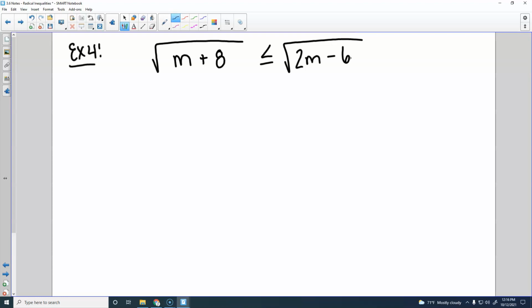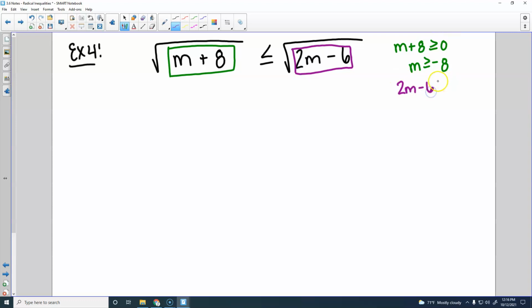So this time we've got square roots on both sides. So we actually are going to have two domains we've got to consider. We've got to think about m plus 8 being greater than or equal to 0. So that means m is greater than or equal to negative 8. I'll use purple for this one. And we also have to consider 2m minus 6 has to be greater than or equal to 0. So that'd be 2m is greater than or equal to 6. Divide by your 2, you'll get m is greater than or equal to 3.